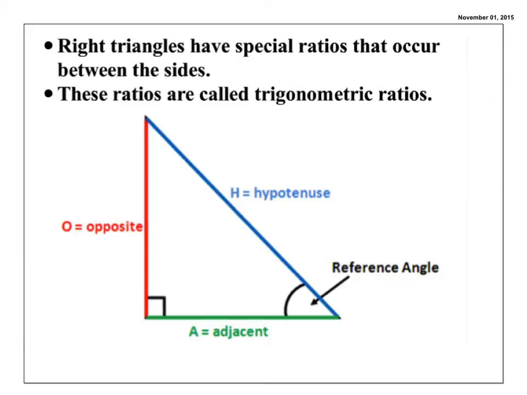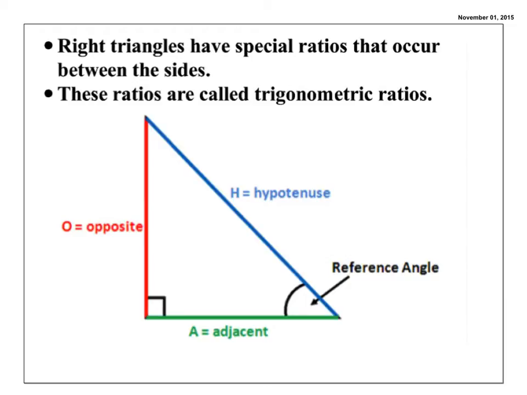So for the sake of our example problem here, I am calling this angle right here my reference angle. I have identified it with an arc, and I'm going to identify that as being my reference angle. Now, the opposite and the adjacent sides are always with respect to that angle. So that's why in all the problems that we do for this module, the very first thing that you are going to have to do is find your reference angle, because the sides are dependent on where that angle is.